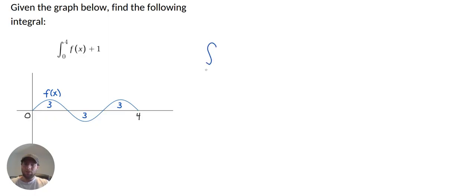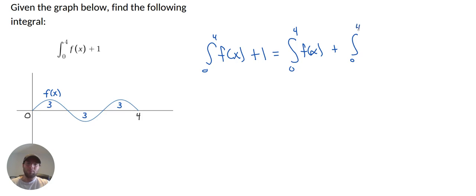Let's write out the integral from 0 to 4 of f of x plus 1. Now the key thing to know in this problem is that we can split up our integral in the following way. We can do the integral from 0 to 4 of f of x plus the integral from 0 to 4 of 1. And now for our first one, the integral from 0 to 4 of f of x, we can find that by using our graph over here.